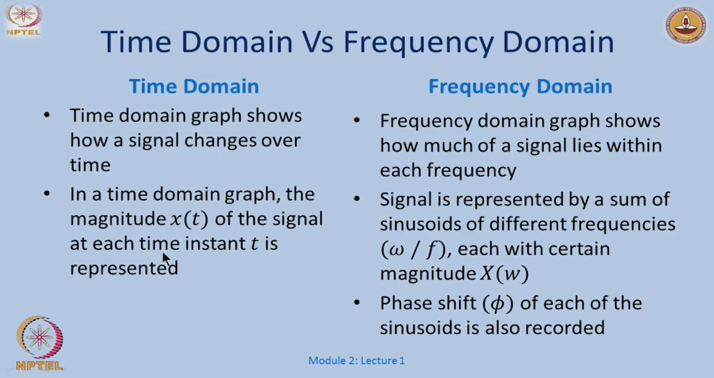I will show you examples of this very briefly, to learn what this actually means. Similarly, in the frequency domain, the signal is represented by a sum of sinusoids of different frequencies with certain magnitudes and, in some cases, a certain amount of phase shift. So, what does this mean?